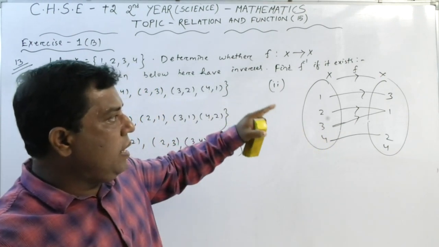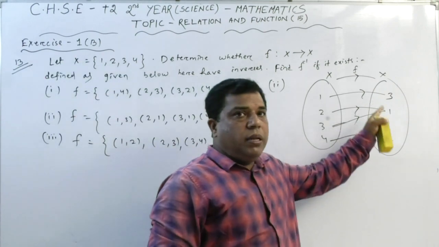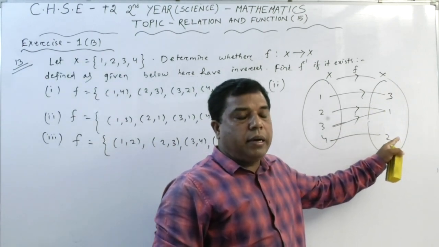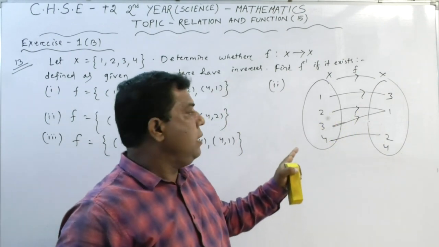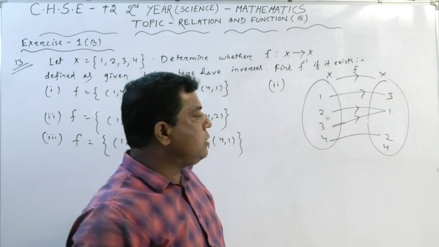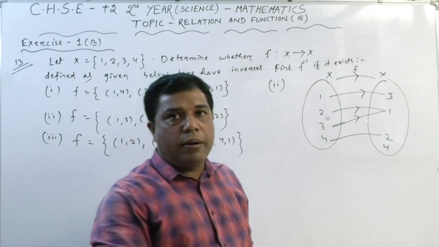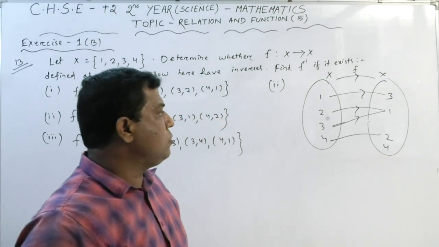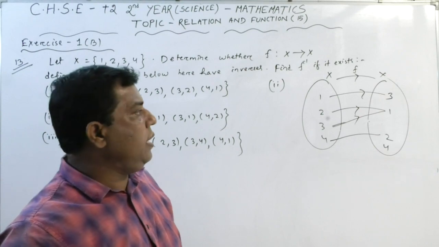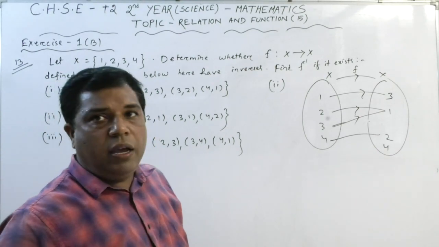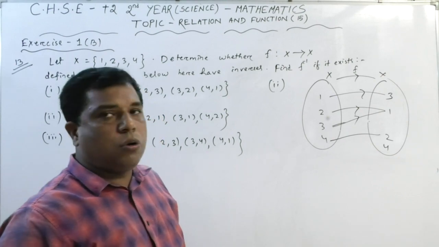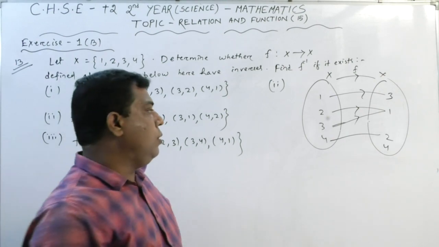Every element of our codomain set does not have a pre-image in the domain set. So 4 does not have a pre-image. So this function is not only not 1-1, it is also not onto. It is not both, not 1-1 and not onto.